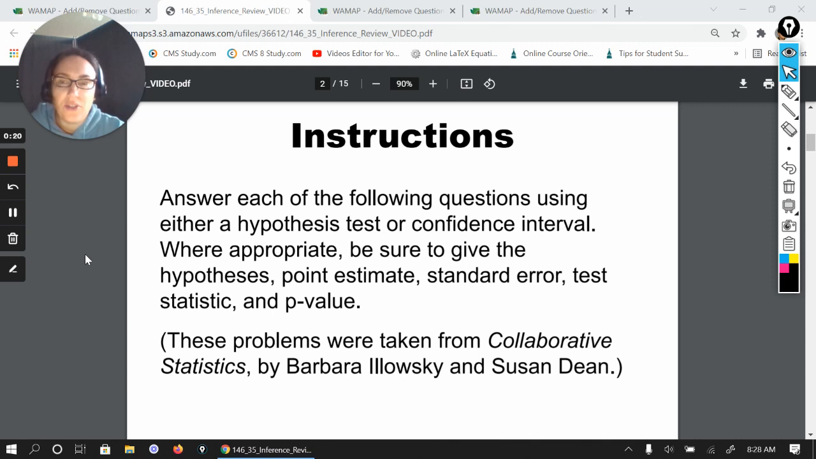So we have some instructions. Answer each of the following questions using either a hypothesis test or confidence interval. Where appropriate, be sure to give the hypotheses, point estimate, standard error, test statistic, and p-value. These problems were taken from Collaborative Statistics by Barbara Illowsky and Susan Dean.